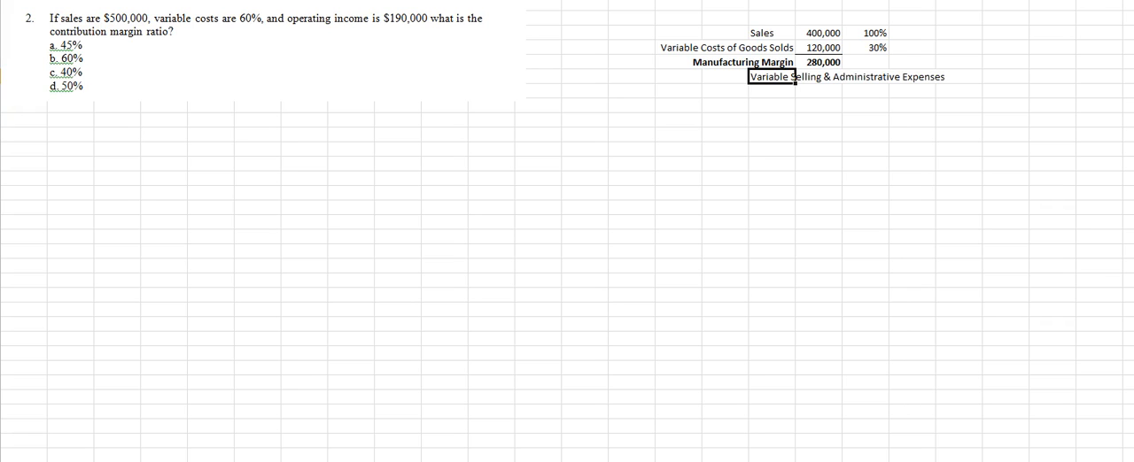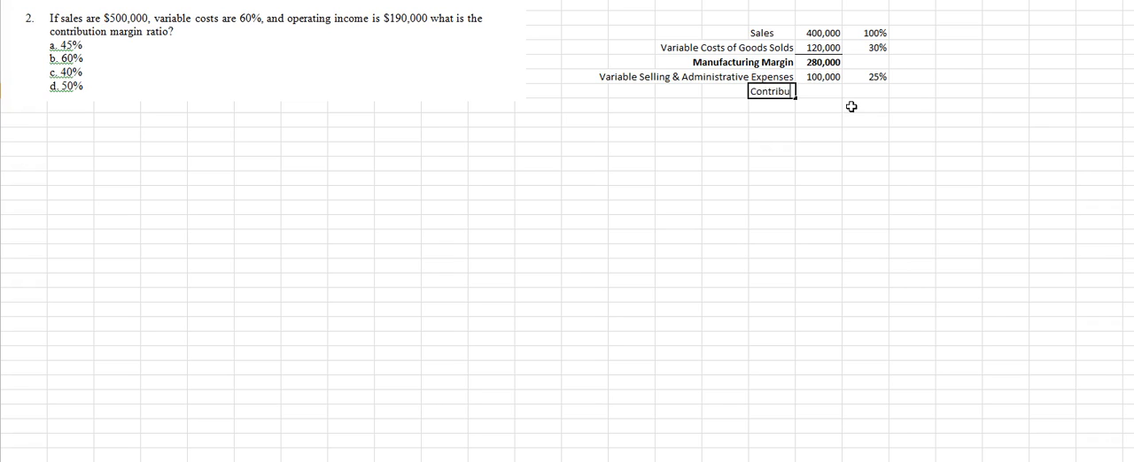Let me just put a number here, and I'm going to make it very similar to the example that I gave you in the review. In that example, I put 100,000. And what is this as a percent of sales? As a percent of sales, this is 25%.